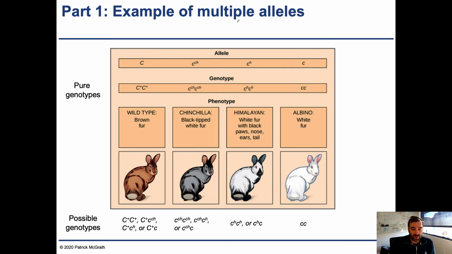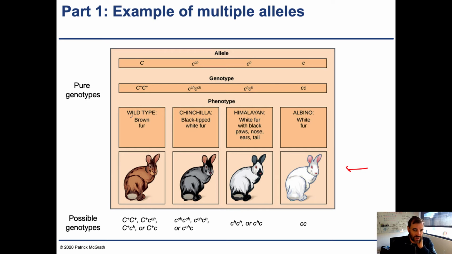You can also have situations where you have multiple alleles of the same gene. This was a situation when scientists studied the fur color of certain rabbit populations. They noticed that there were four different phenotypes that these rabbits could have for fur color.